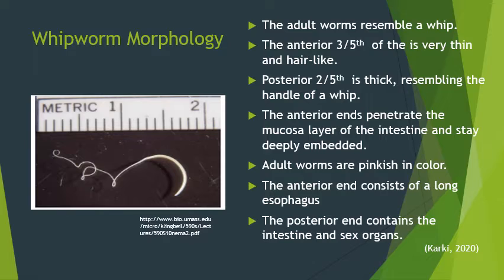Adults look like a whip. The anterior portion is very thread or hair-like, while the posterior is club-like. Both sexes have a stichosome esophagus in the anterior end. The posterior end contains the intestine and sex organs.